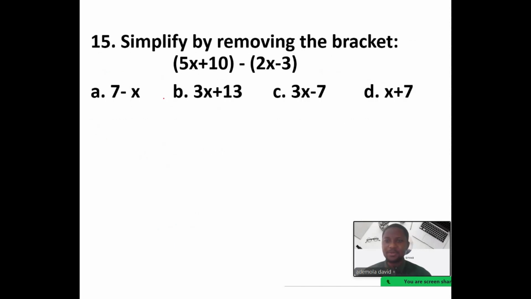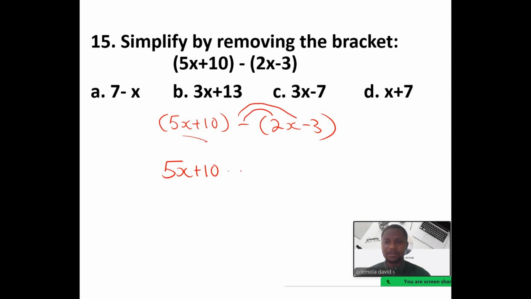All right, let's solve the last question. Simplify by removing the brackets. So we have 5x plus 10 minus, open bracket, 2x minus 3. If you look at the first bracket, there is nothing at the front, so you can just rewrite the 5x plus 10. Then the second bracket, you use a negative to open up the bracket. So you have minus 2x plus 3.